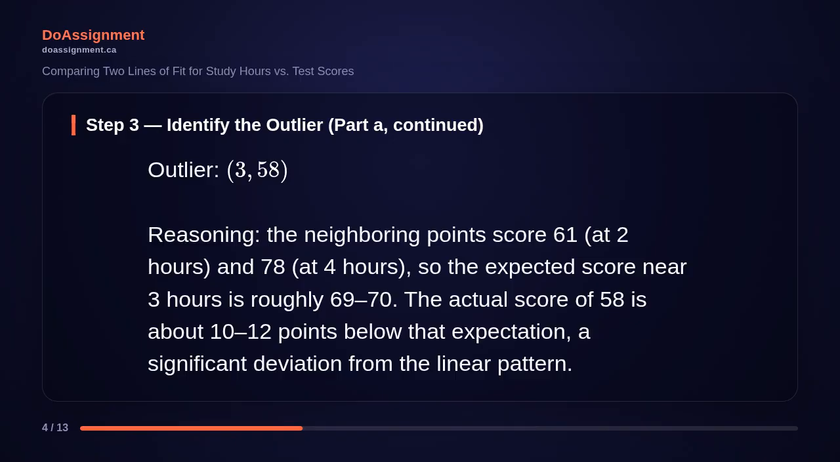The outlier is the point at 3 study hours with a score of 58. Based on the surrounding data, we would expect a score closer to 69 or 70, but 58 falls about 10 to 12 points below that expectation. This significant deviation from the trend identifies it as an outlier.